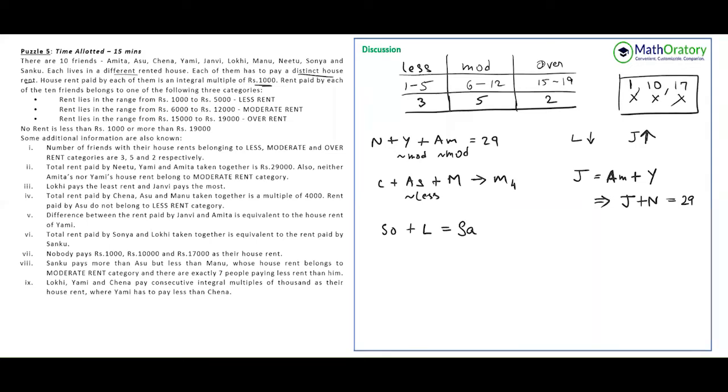Okay, the 8th one says Sanku pays more than Asu but less than Manu. So Sanku, this individual, is paying more than Asu but less than Manu, whose house rent belongs to the moderate rent category, and there are exactly 7 people paying less rent than him. So there are 2 people just ahead of him, right? So this M is in the moderate category, and also there are just 2 people ahead of him.